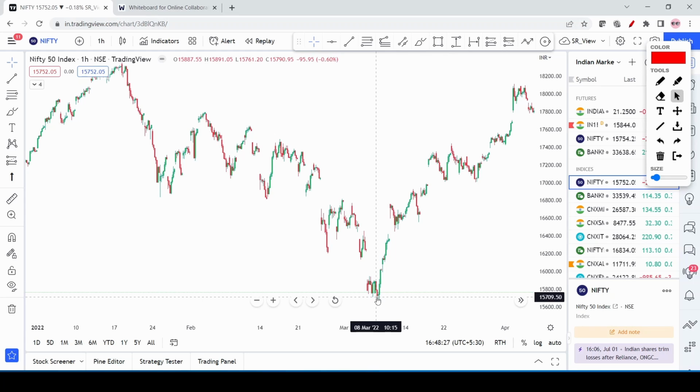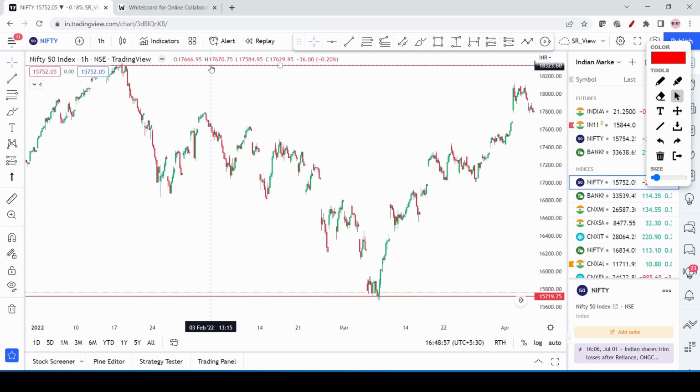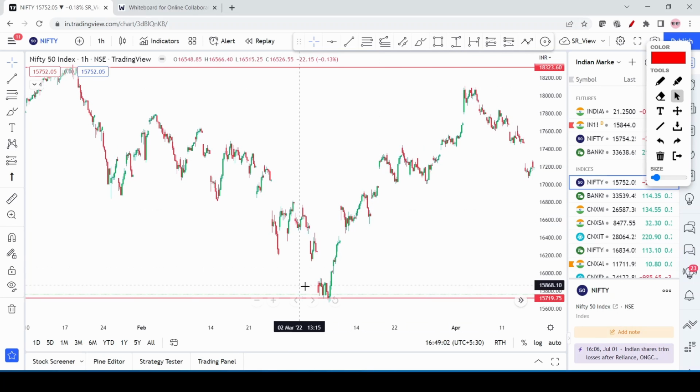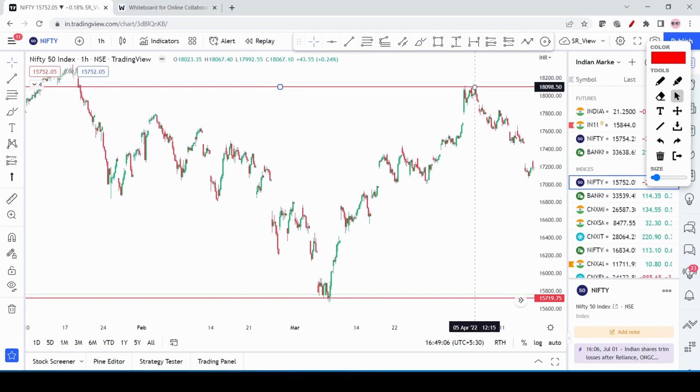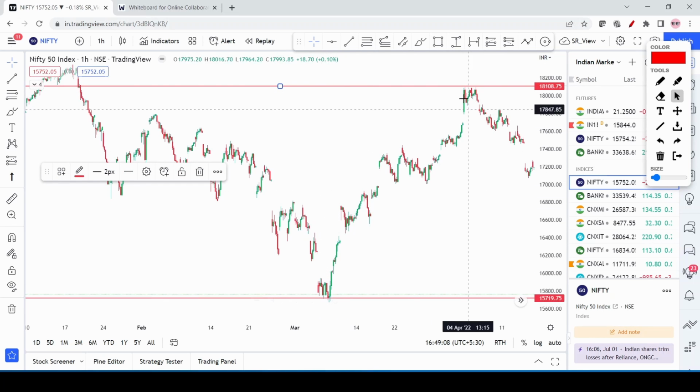So this is the swing low. Let me put a line here. This is the major swing low and this is the major swing high. Near the swing high, we started going down. And now this will be the new swing high. Let me reset this here. So this is the swing low and this is the swing high, the turning points, right?